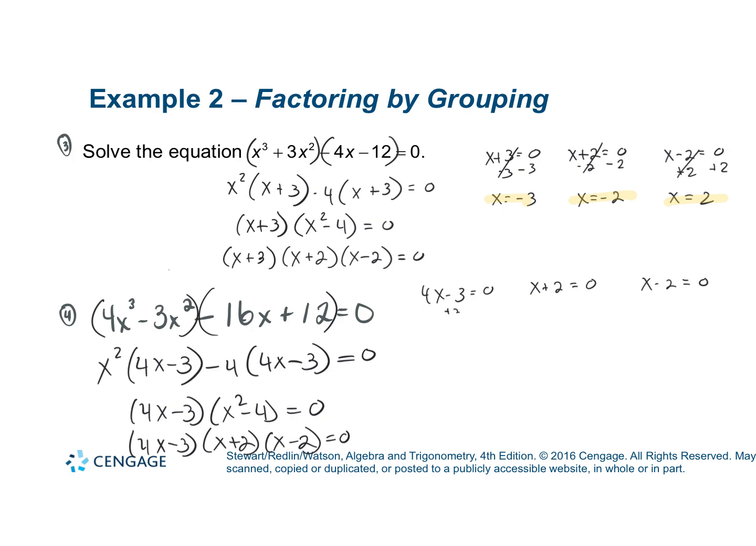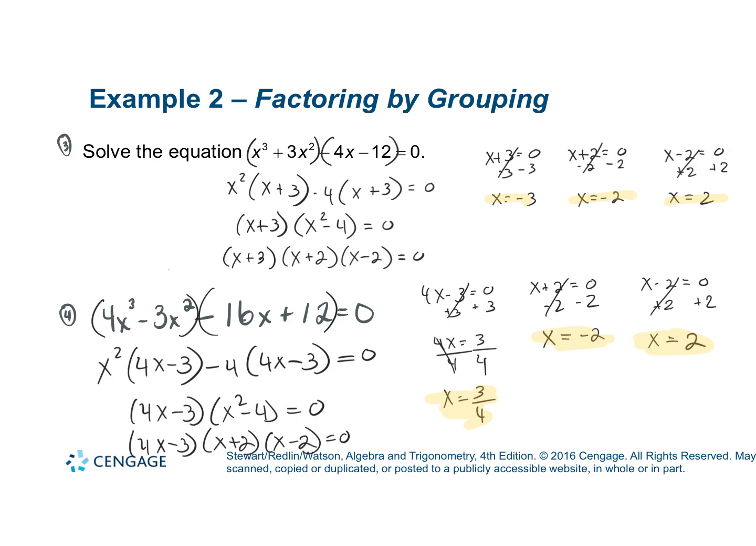So this one I'll add 3 on both sides, and I'm left with 4x is equal to 3. I'll divide by 4 on both sides, and I'm left with x is equal to 3 over 4. For the second one, I can subtract 2 on both sides, and I'm left with x is equal to negative 2. For the third one, I get to add 2 on both sides, and I'm left with x is equal to 2. So here we have x is equal to 3 over 4, x is equal to negative 2, and x is equal to 2 as our final answer.